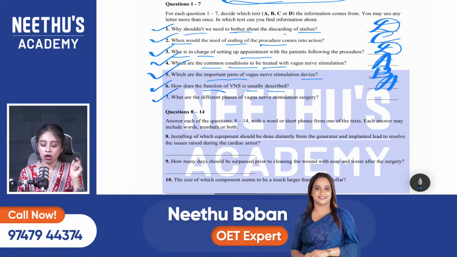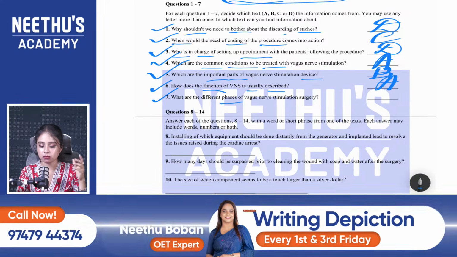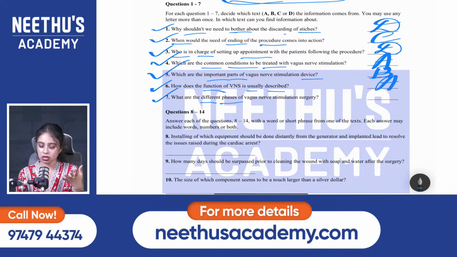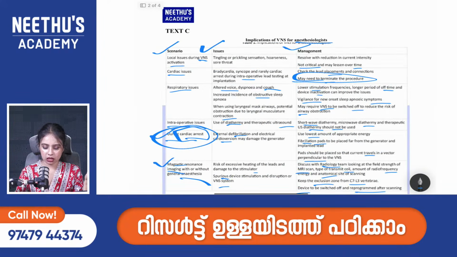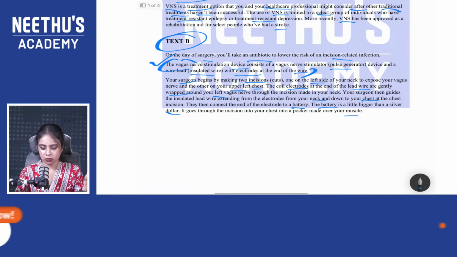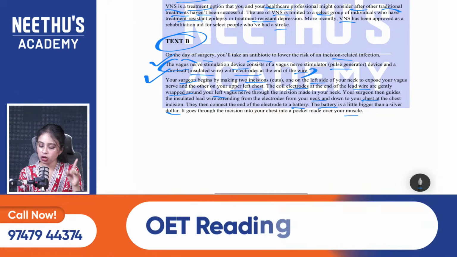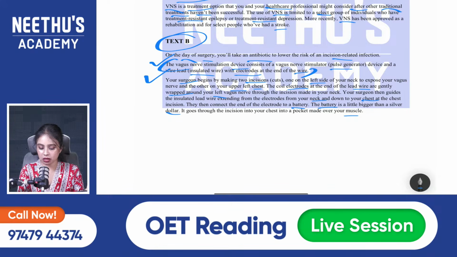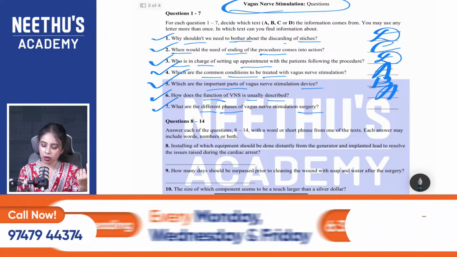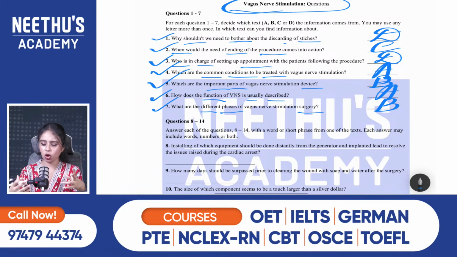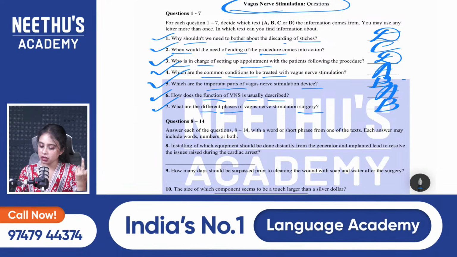Yes. Seventh one. What are the different phases of vagus nerve stimulation surgery? Phases means stages. So, different stages of the surgery. Any different stages mentioned? Here your surgeon begins by making 2 incisions. That is the first step. One on the left side of your neck to expose your vagus nerve. So, step by step procedure of the phases of the surgery is mentioned in text B. So, I can say answer is B. This is a variety combination of answers. First one is D, second one C, third one D, fourth one A, then B, A, B.